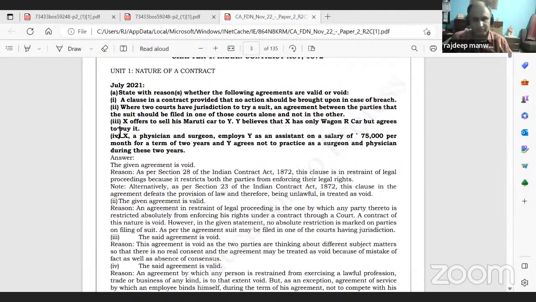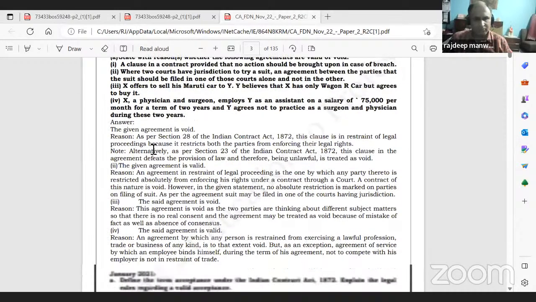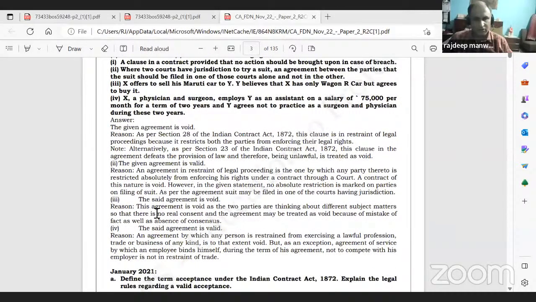Third question. X offers to sell his Maruti car to Y. Y believes that X has only a Wagon R car but agrees to buy it. I didn't understand this case. X offers to sell his Maruti car to Y. Y believes that X has only a Wagon R car. This is void, right? Because a Maruti car can be a Wagon R, it can be an Alto, it can be anything. And this fellow thought it's a Wagon R only, right? Or no? So this is consensus ad idem, remember?